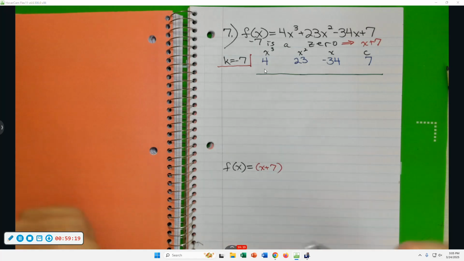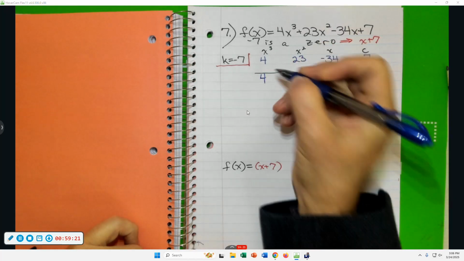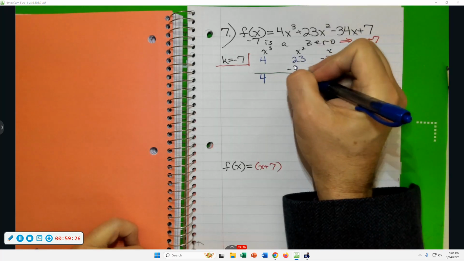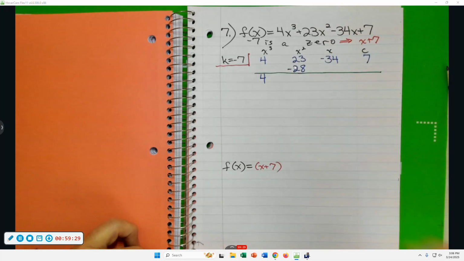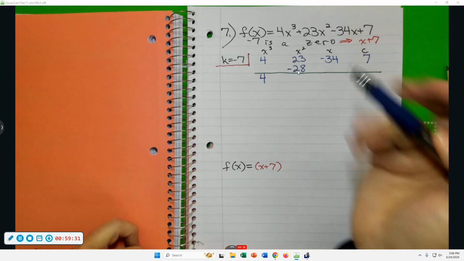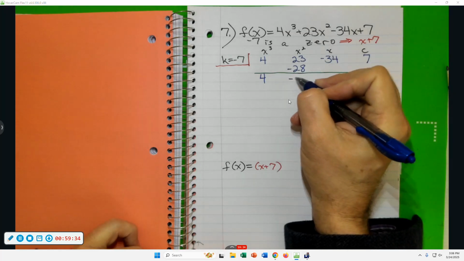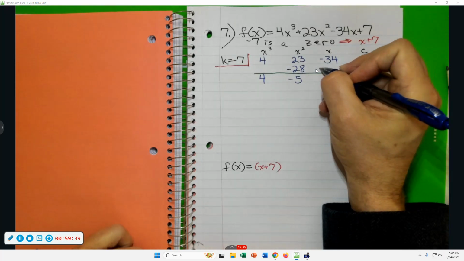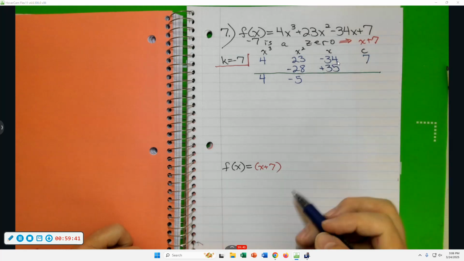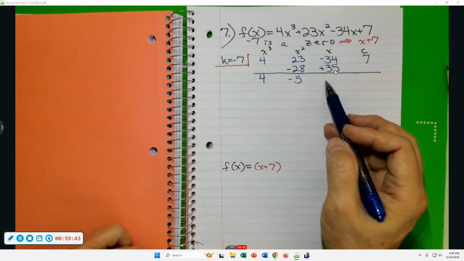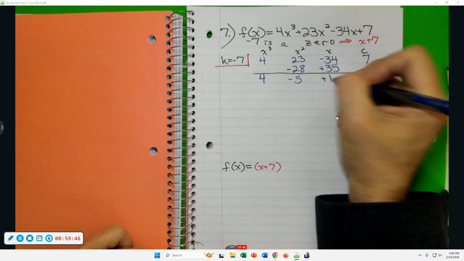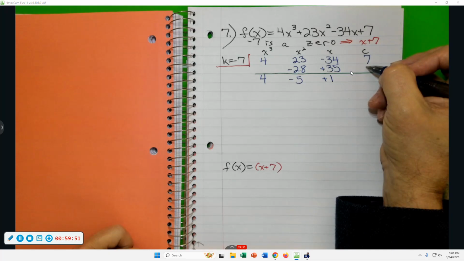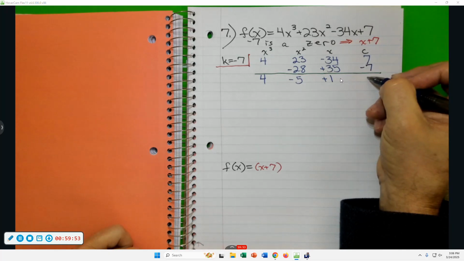Bring down the 4. 4 times negative 7 gives us a negative 28. 23 minus 28, what have I got here? Negative 5 times negative 7 gives me a positive 35. What have I got here? A positive 1 times negative 7 gives me, and look at what we're about to get here.